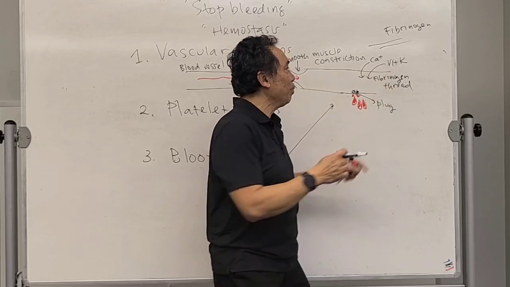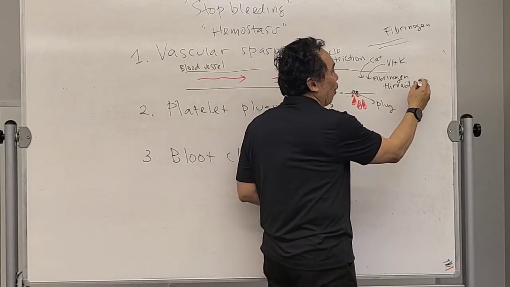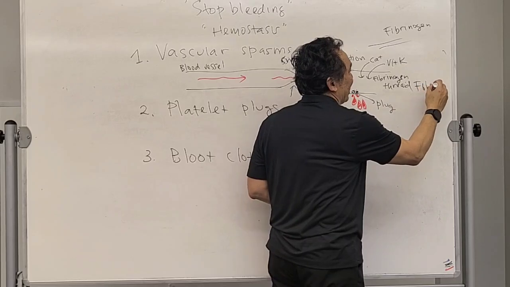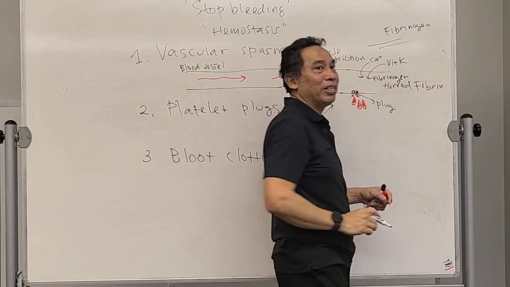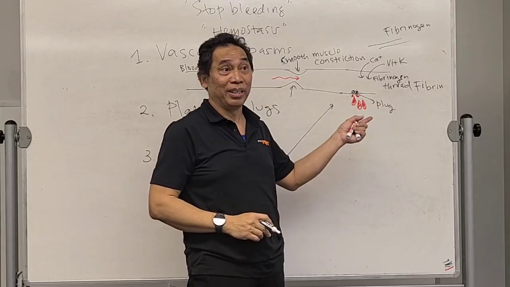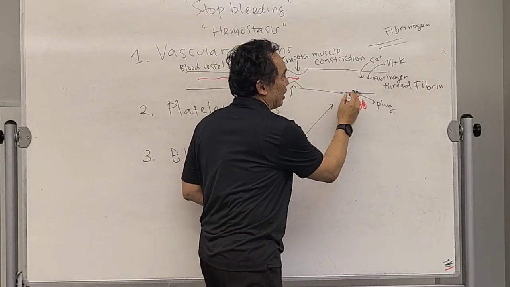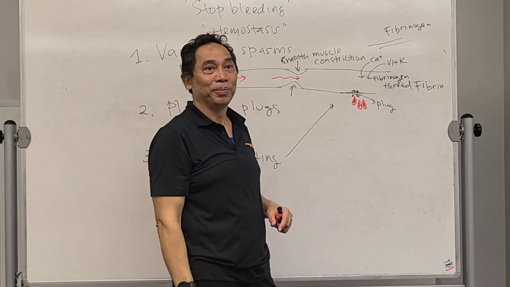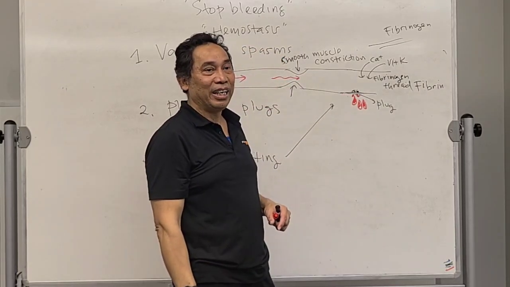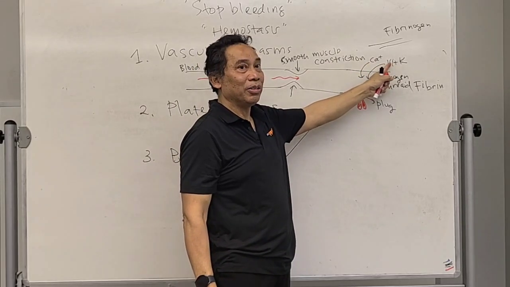So this fibrinogen becomes thread. The protein is called fibrin. So it changed the protein from fibrinogen to thread, fibrin. Okay? And that thread, fibrin, will seal the hole. And here we need what? We need calcium, vitamin K for this one.